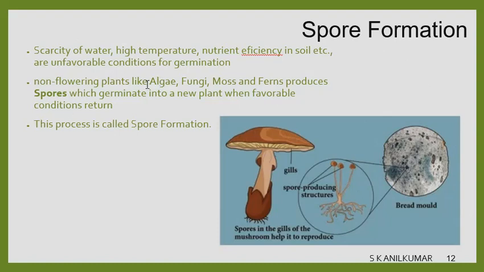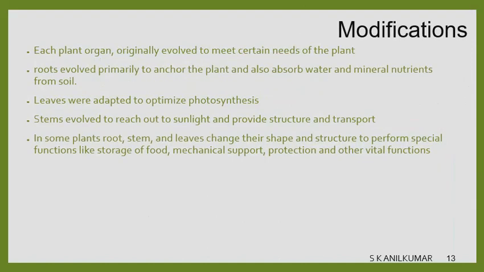So non-flowering plants like algae, fungi, moss, ferns, etc. produce spores which germinate into a new plant when favorable conditions like the right temperature, moisture, nutrients, etc. are available, and the spores are spread with the help of air. This is spore formation.